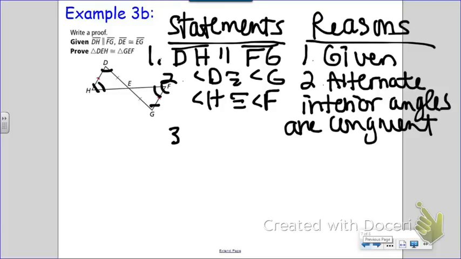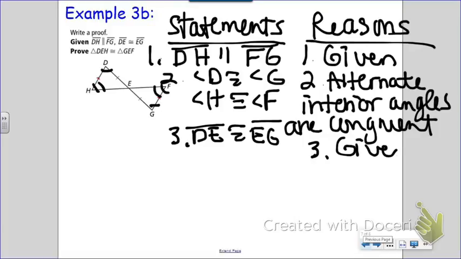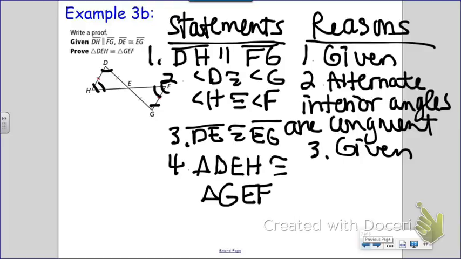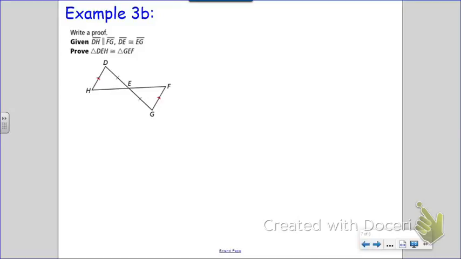And if I use that, and the next given, DE is congruent to EG, and that's given, then my congruence test would change to angle, angle, side. So triangle DEH is congruent to triangle GEF, and this is angle, angle, side congruence. So this set of triangles can be proven congruent in two different ways.